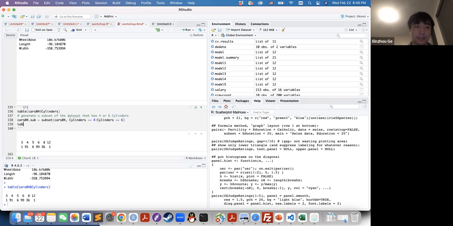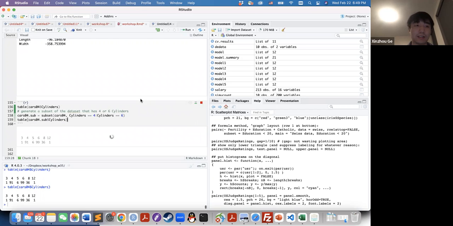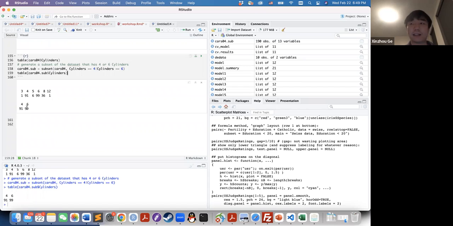And then we can verify whether we get the correct results by looking at the table of the subset. We can see that after this, we have removed all the cars whose cylinders are not 4 or 6, and we only have 190 cars. And all the cylinders of these cars are either 4 or 6.